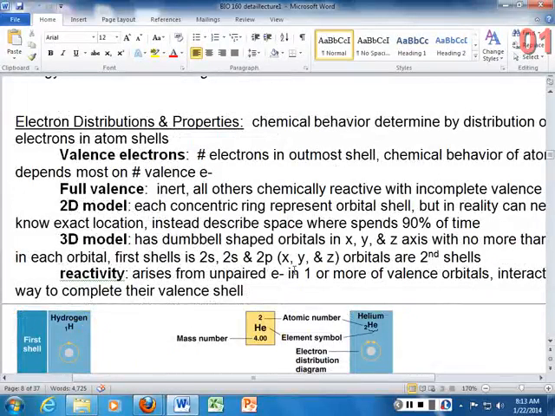It would be the response that you're looking for to change. So if you were testing a drug for blood pressure, it would be the blood pressure that you would be looking for to change. Okay. So with the electron distributions in there, your chemical behavior is going to be determined by the electron distribution.